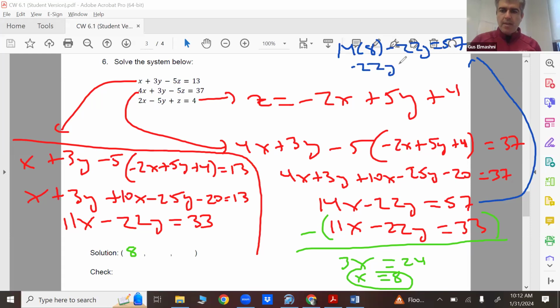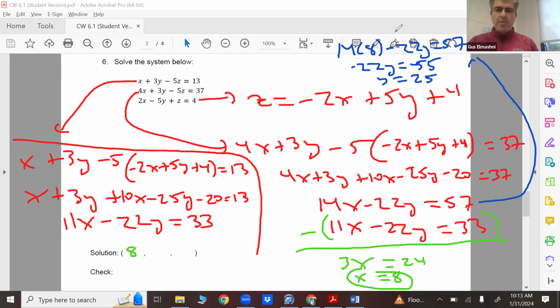Negative 22y equals, I need to calculate this one. 14 times 8, 112. 57 minus that number, negative 55, I think. So y is 2.5. Yep, 2.5.